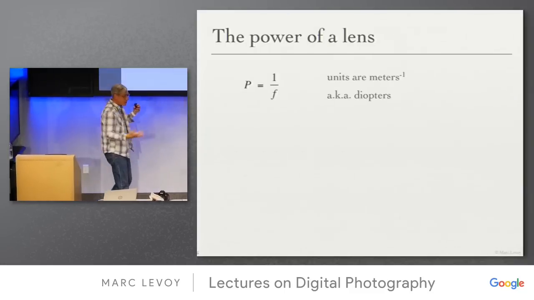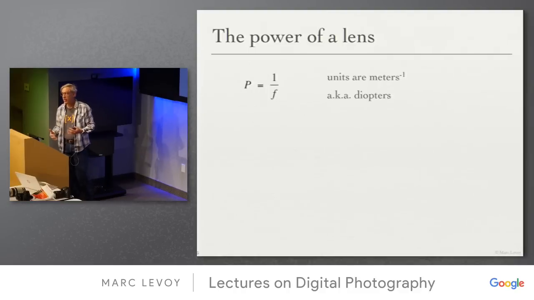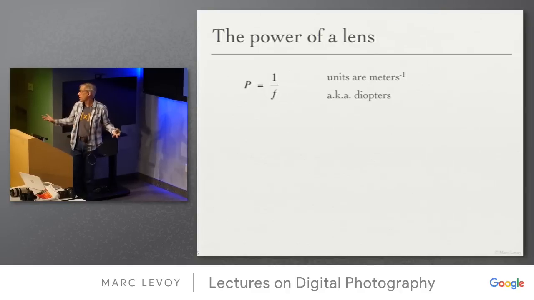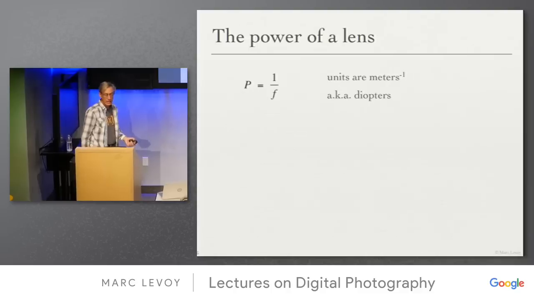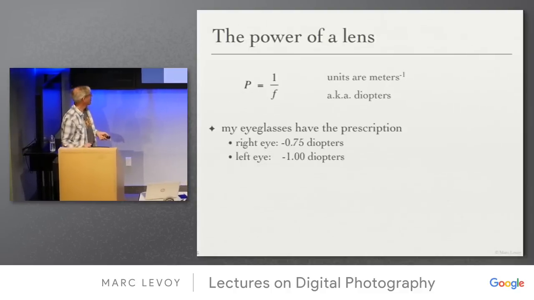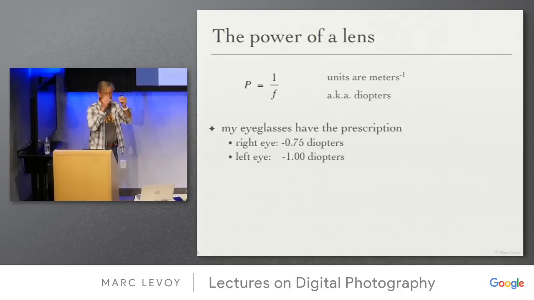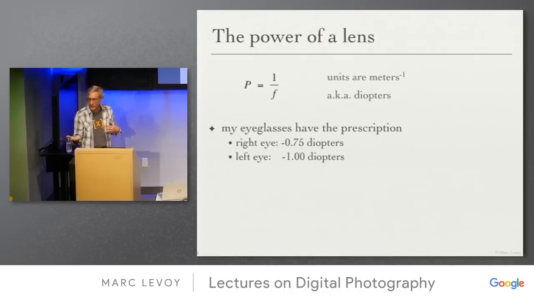Okay, so let's talk about the power of a lens, because that's a simple way to compare the strength of different lenses. It's just 1 over the focal length. That's it. Reciprocal of focal length. It's in this scale called diopters. And so let's bring in an example. Here are my eyeglasses. They have the following prescription. Right eye is negative 0.75 diopters, so it's 1 over the focal length. And the left eye is negative 1 diopter.